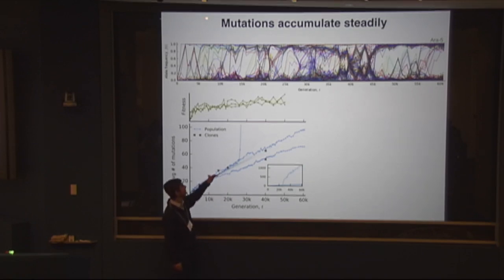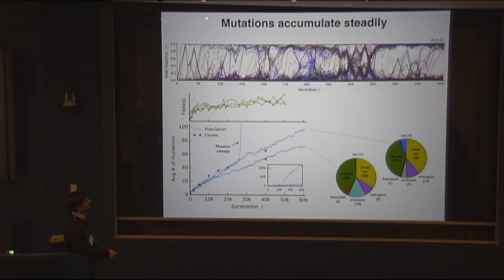So this must have been a selected event. Elevating the mutation rate was presumably beneficial here. Yet there's not that much of a signature of it. We can say a lot. Of course, we know what all these mutations are.